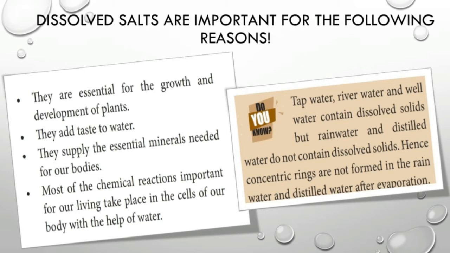Tap water, river water, and well water contain dissolved solids. But rainwater and distilled water do not contain dissolved solids. Hence, concentric rings are not formed in the rainwater and distilled water after evaporation.